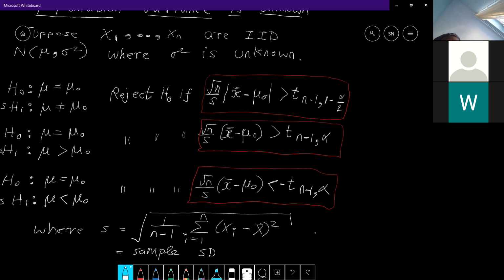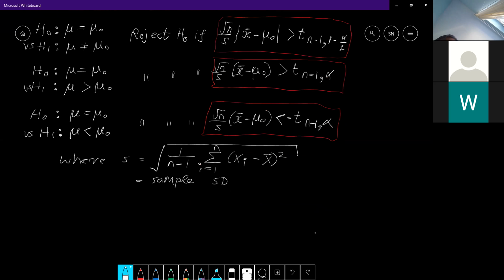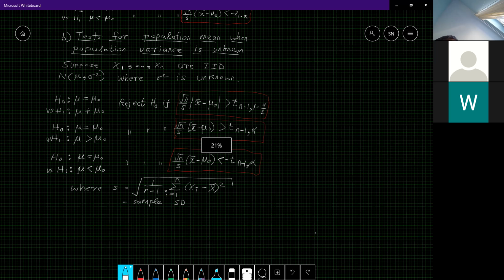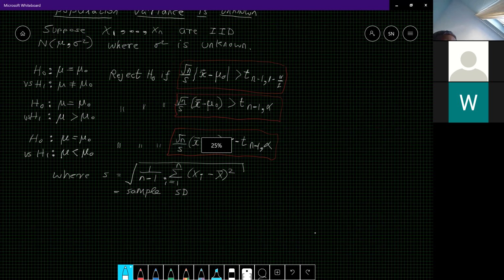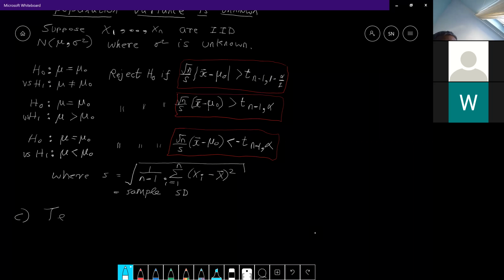So that's B. What I've done is A and B so far. Now let me go to C. Right, now part C is testing for population standard deviation.